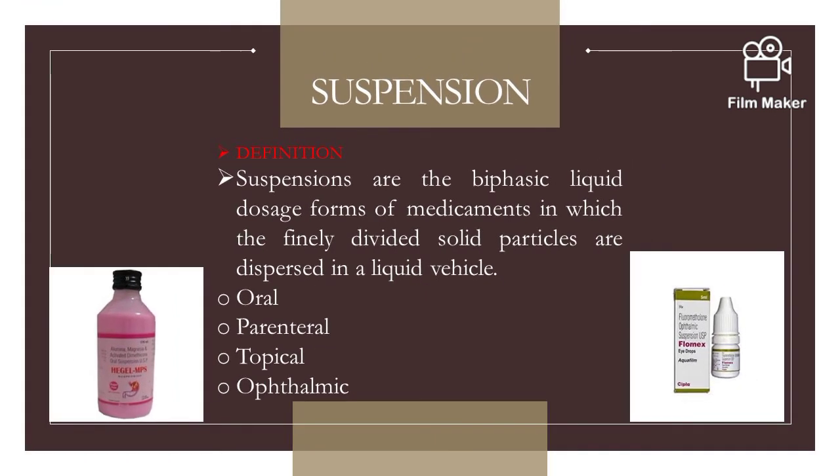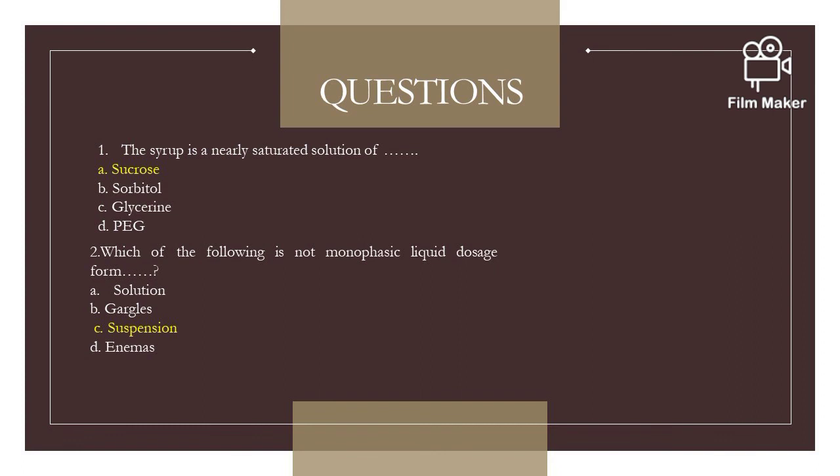The final one is the suspension. Suspensions are biphasic liquid dosage forms of medicaments in which finely divided solid particles are dispersed in a liquid vehicle. They are divided into four types: oral, parenteral, topical and ophthalmic. The best example is fluorometholone ophthalmic suspension. So now we can go to the question session.